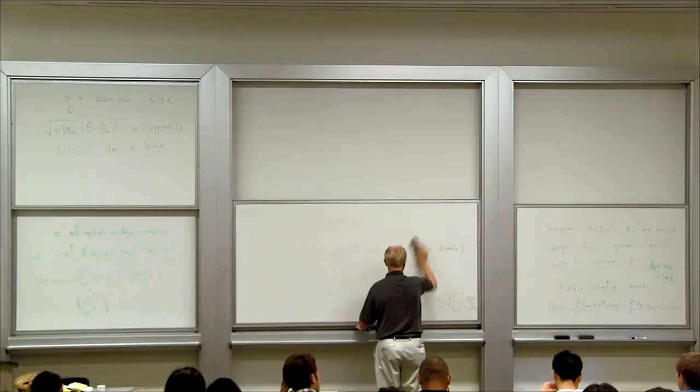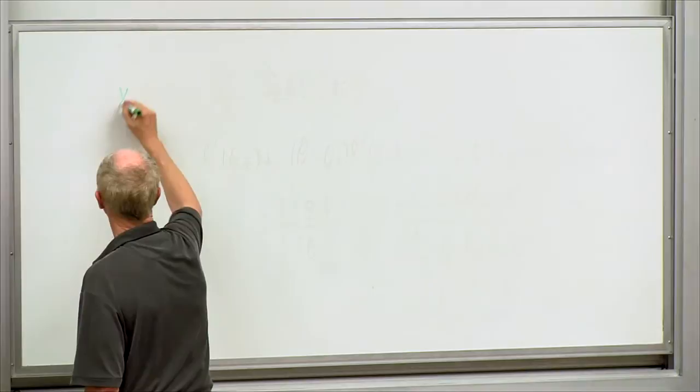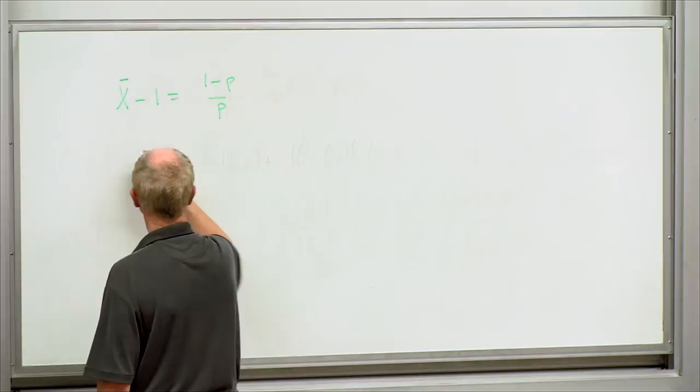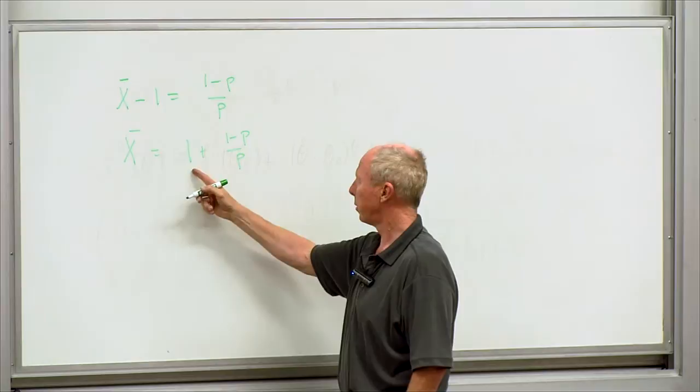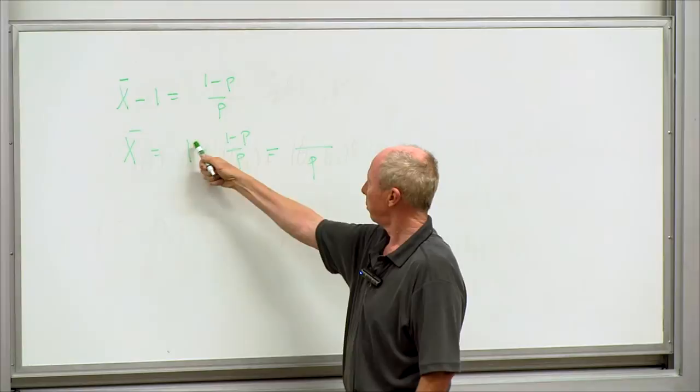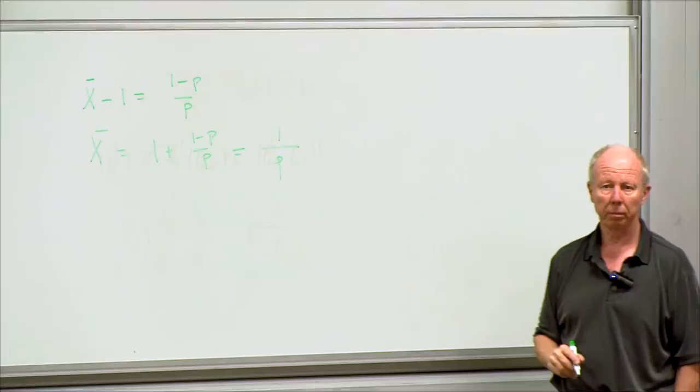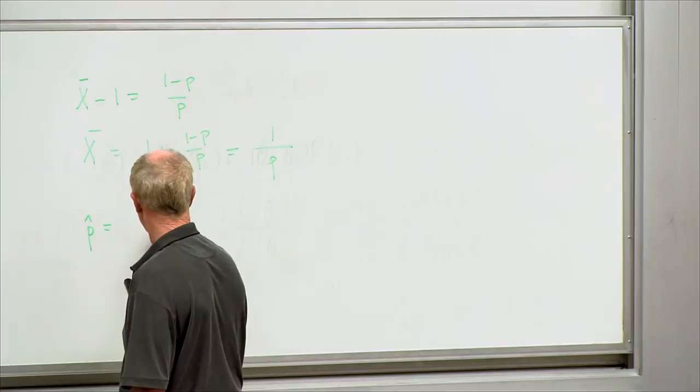X bar minus 1 is 1 minus p over p. X bar is equal to 1 plus 1 minus p over p. But now we combine this by finding the common denominator, which is p. So it's p over p. p plus 1 minus p is 1. So x bar is 1 over p. So what's the p hat? It's 1 over x bar. Okay.